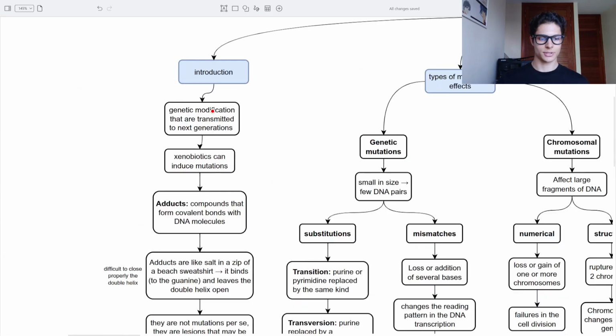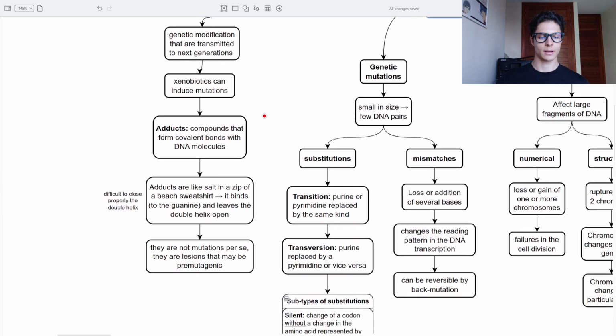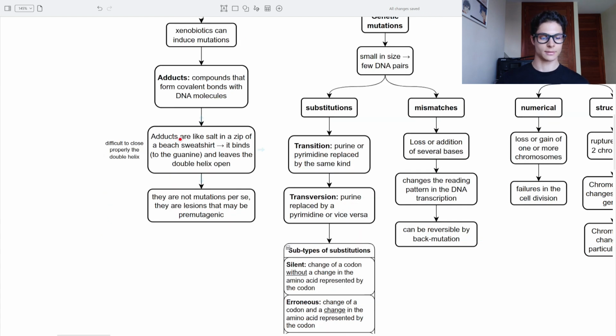Mutagenesis. As an introduction, it is a genetic modification that is transmitted to the next generation. The xenobiotics can induce mutations indeed. And here we encounter the adducts. These are compounds that form a covalent bond with DNA molecules. The adducts are like salt in a zip of a beach sweatshirt. It binds to the guanine and it leaves the double helix open, so it's difficult to close properly.